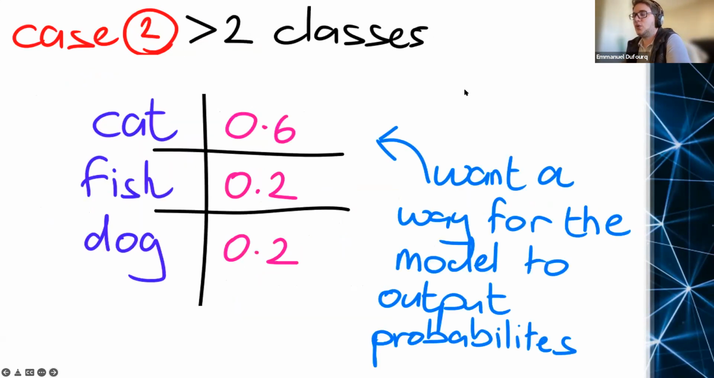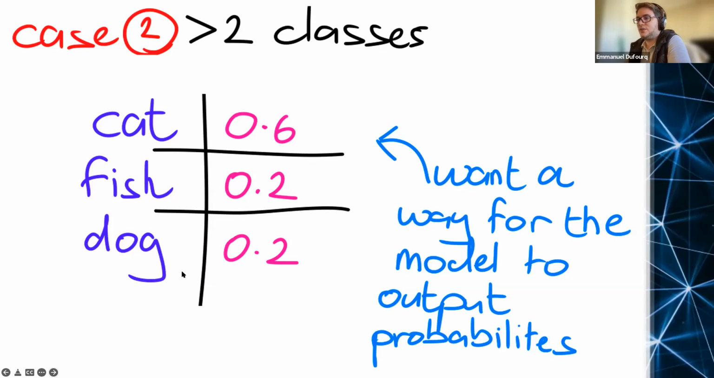Things become a little bit more messy in case 2, where we have more than 2 classes. So what we want, and this discussion is going to lead to this, is a way for the model to output some probabilities. In other words, if I input some data and I have more than 2 classes, we would like the model to say that there is a probability of some value that this input belongs to this class. There's a probability of some value that this input belongs to another class. And there's a probability associated with each class.